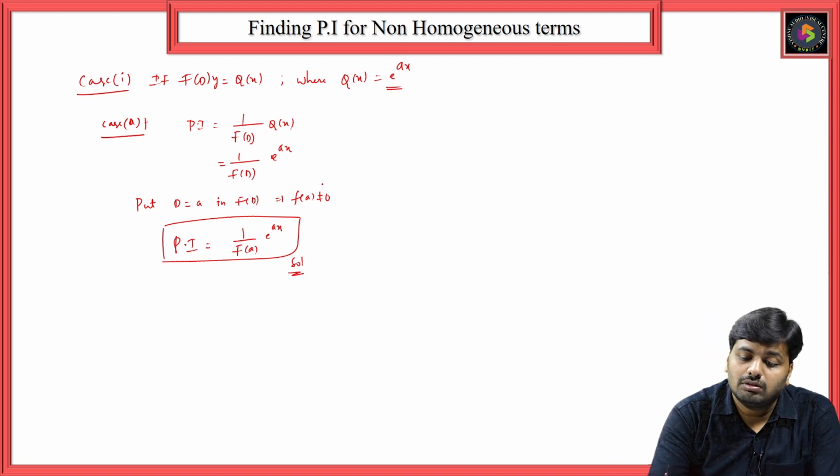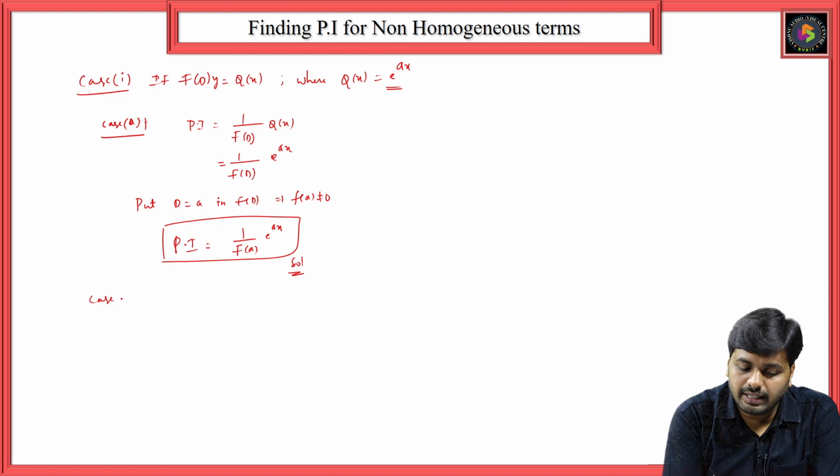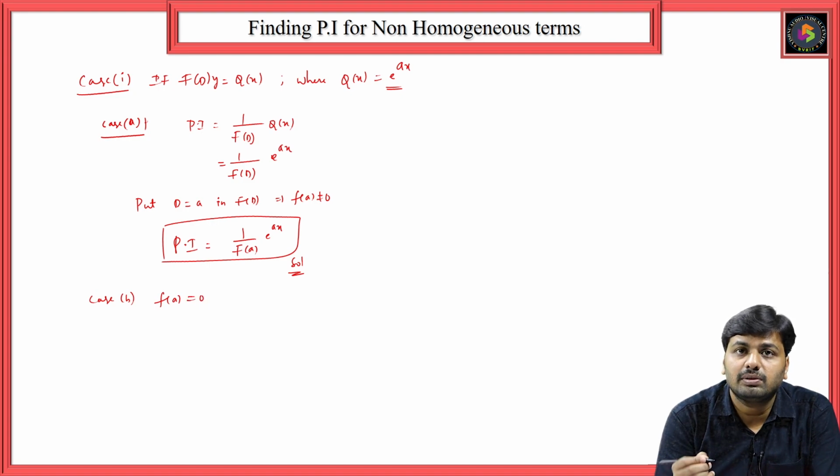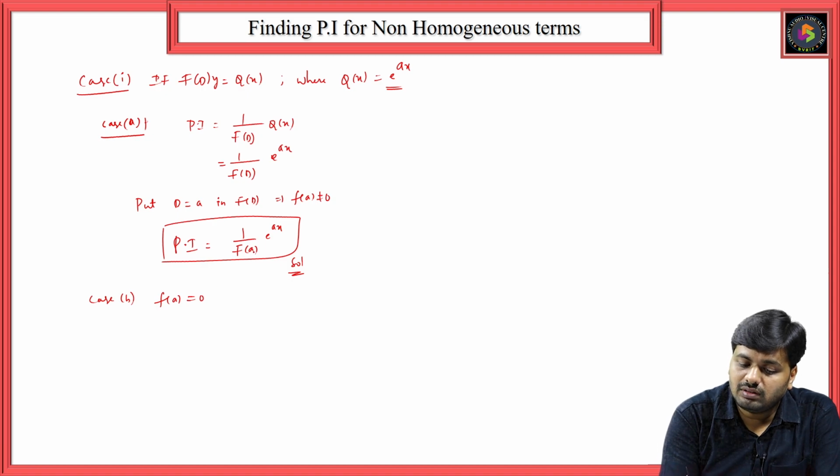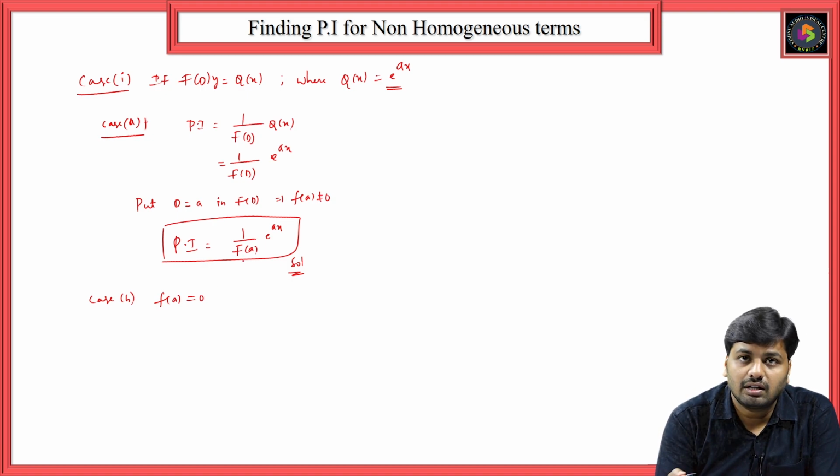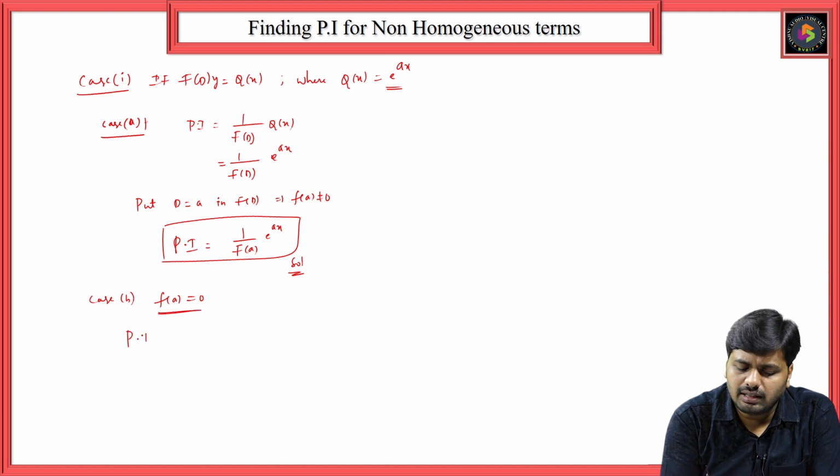The first case is when f of a is not equal to 0. But in case 2, case B, let us consider that f of a is equal to 0. If it is equal to 0, this term will be undetermined; 1 by 0 is undetermined, so we cannot find the solution. In such cases, how are we going to solve this problem? Now the particular integral is 1 by f of D into e power ax. When I substitute D equal to a, this is equal to 0. Now this is not valid.